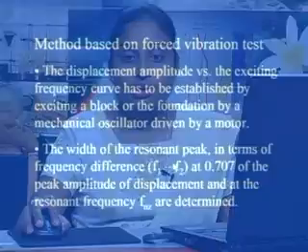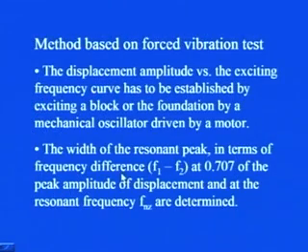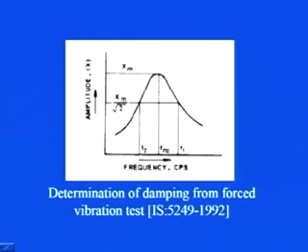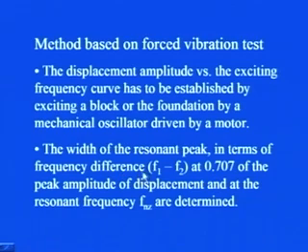The width of the resonant peak, in terms of the frequency difference f1 minus f2 at 0.707 of the peak displacement amplitude, and the resonant frequency fnz are determined. This is clearer in this figure, which shows the curve you get using the forced vibration test. The statement says the frequency difference f1 minus f2 at 0.707 of the peak amplitude of displacement.